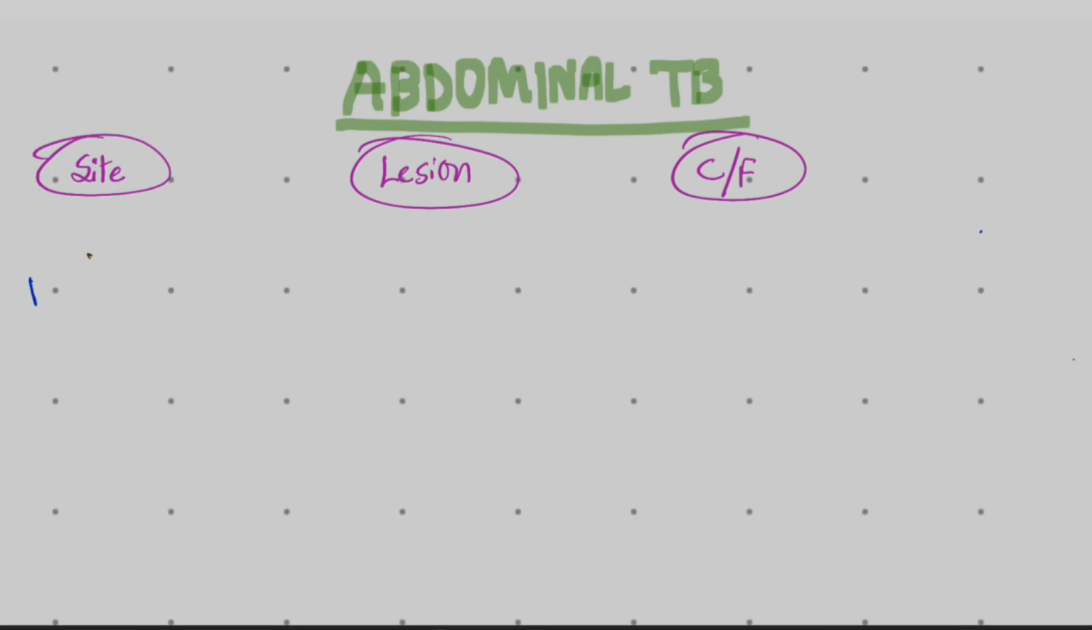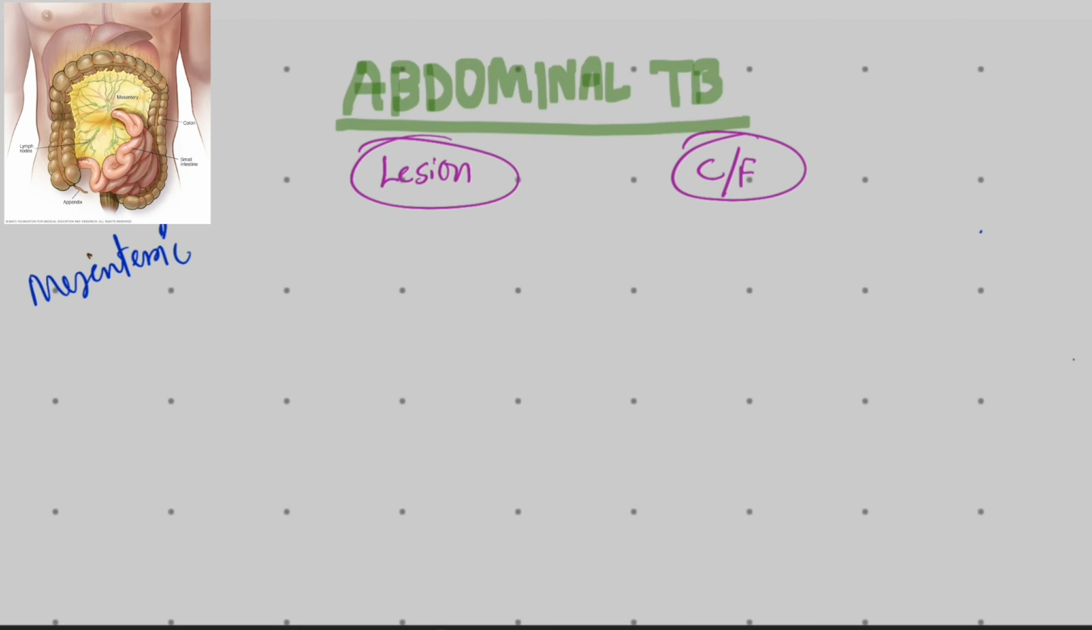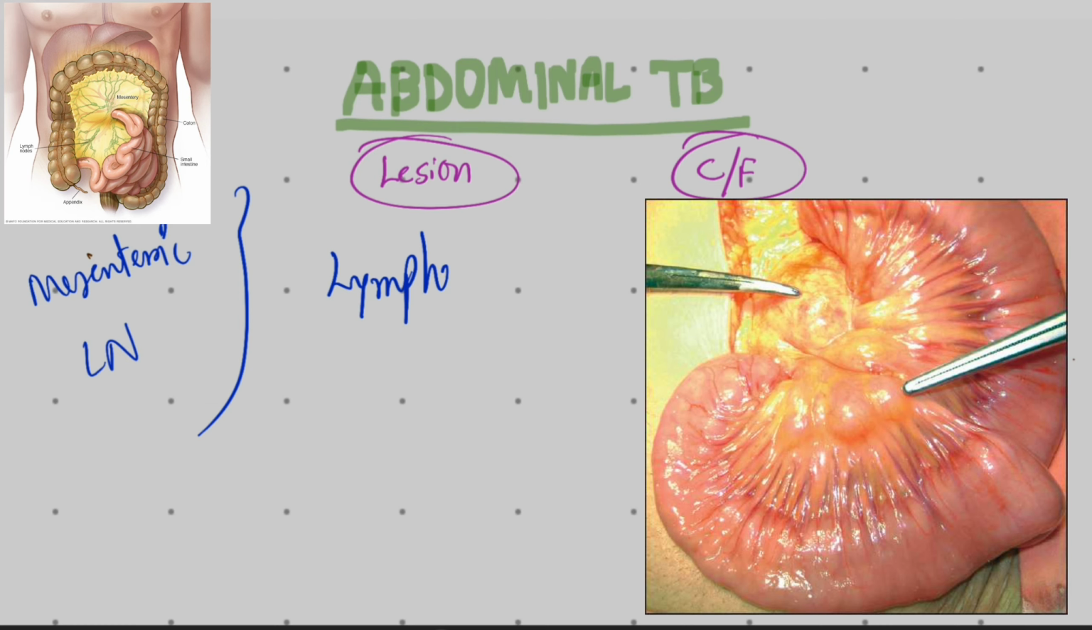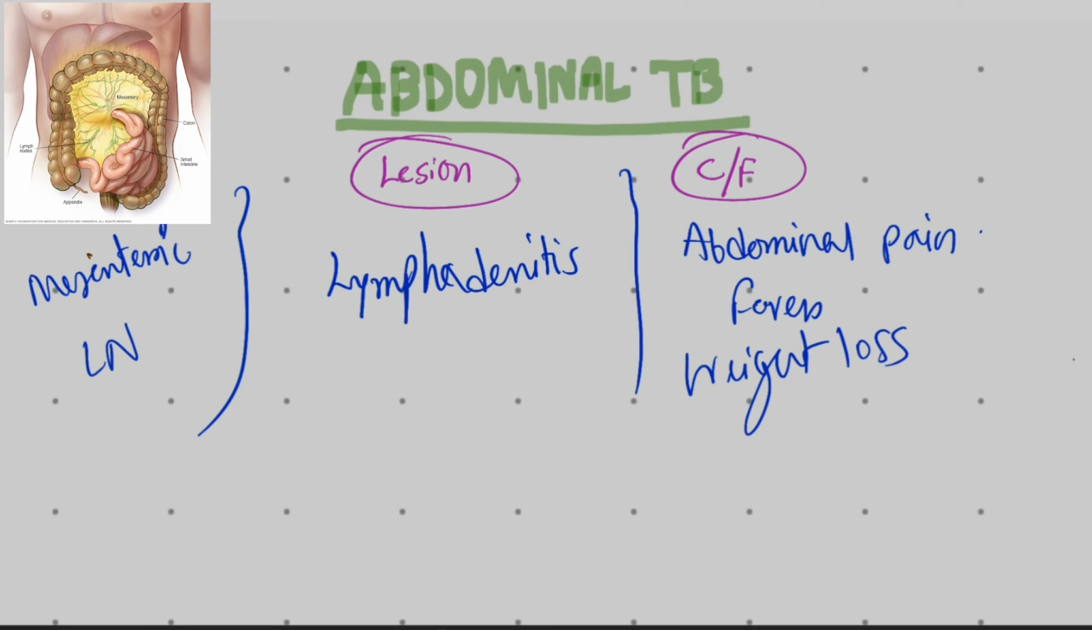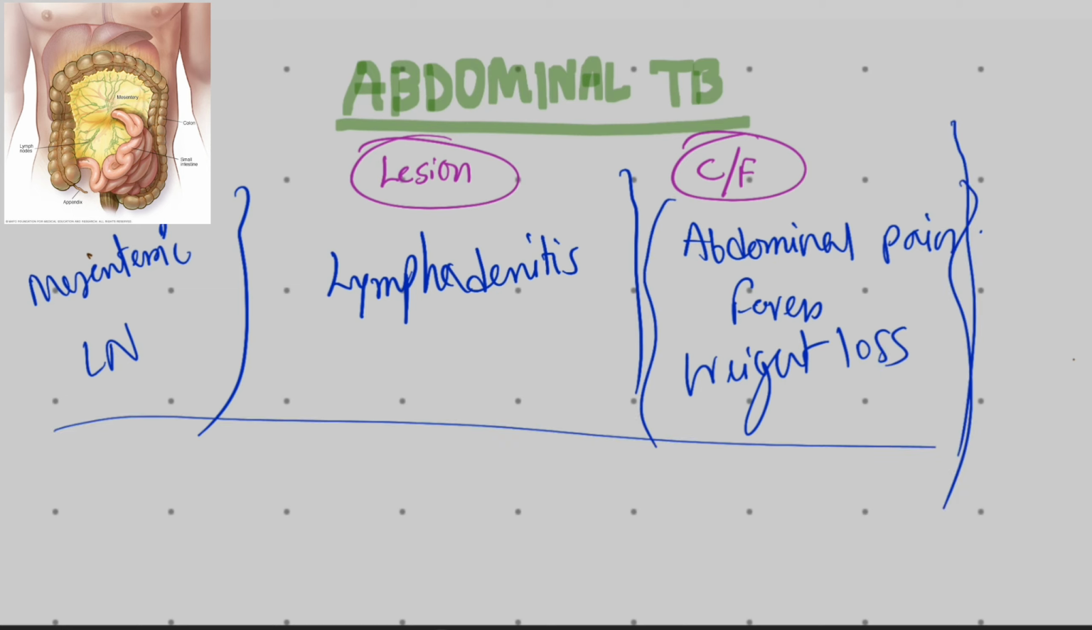The next site is mesenteric lymph nodes causing lymphadenitis. So the lesion is lymphadenitis causing enlarged lymph nodes. Clinical features will be abdominal pain, fever and weight loss, which are very common presentations with any other diseases also. But if these symptoms are present, especially fever, weight loss and night sweats, we should always suspect TB and look for it, because in India it is very common as we know.